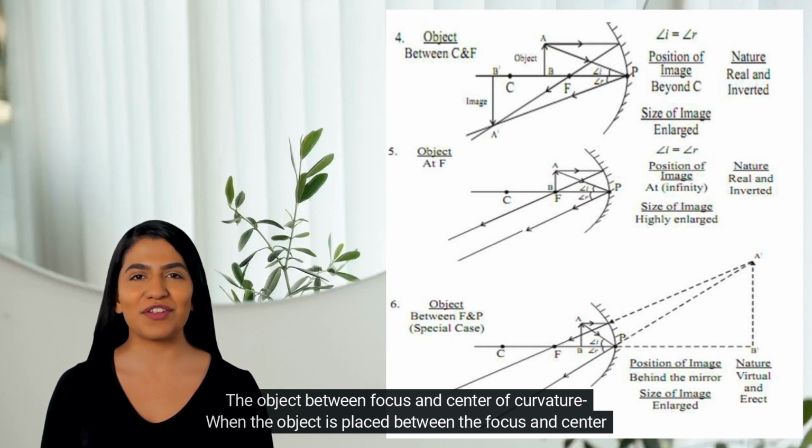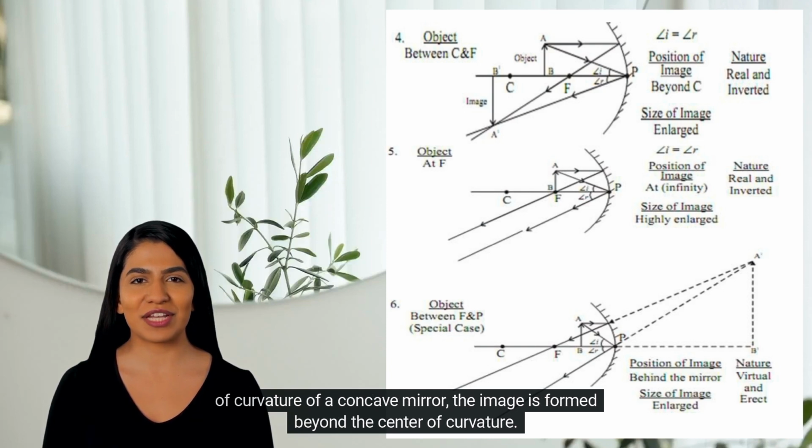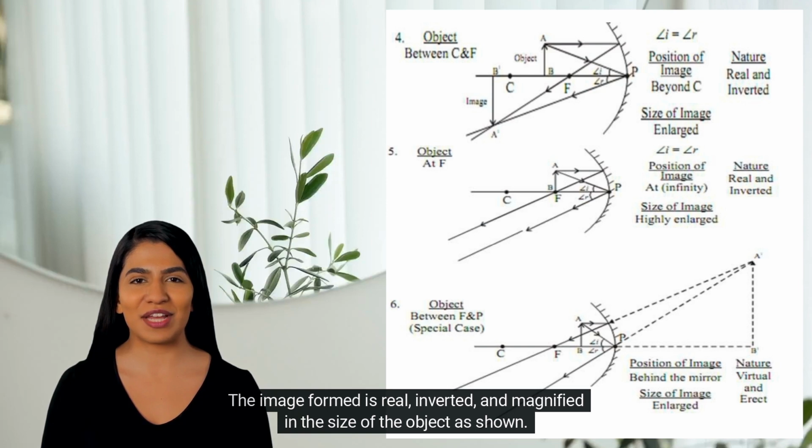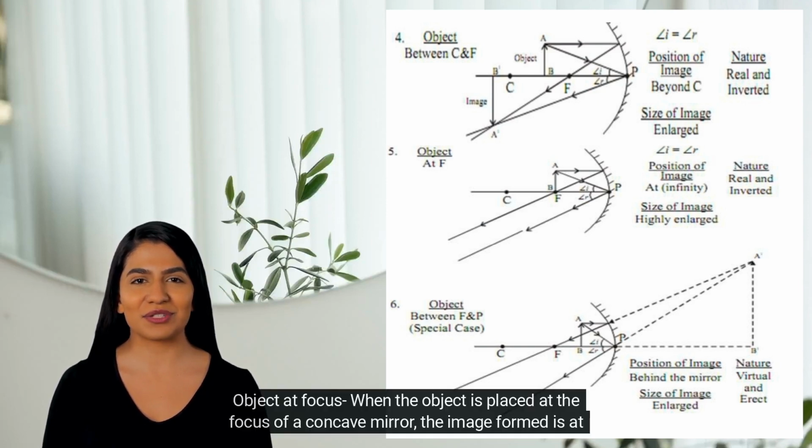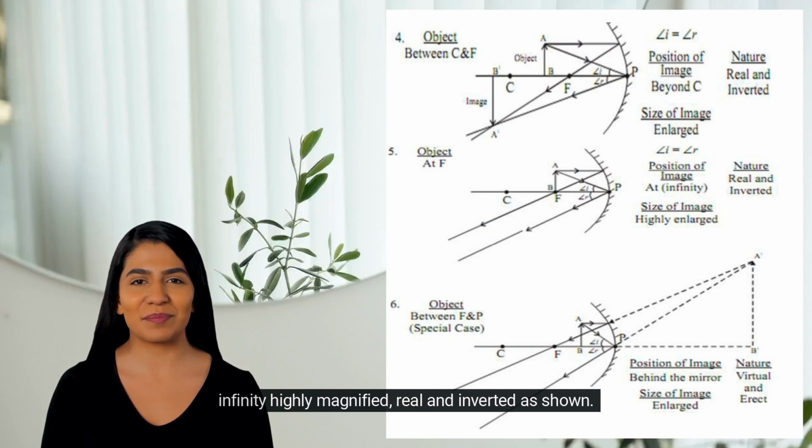The object between focus and center of curvature. When the object is placed between the focus and center of curvature of a concave mirror, the image is formed beyond the center of curvature. The image formed is real, inverted, and magnified in size compared to the object as shown. Object at focus. When the object is placed at the focus of a concave mirror, the image formed is at infinity, highly magnified, real, and inverted as shown.